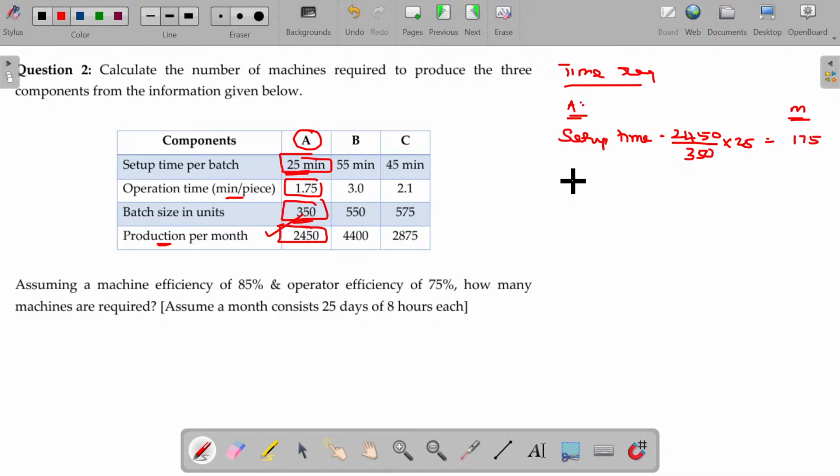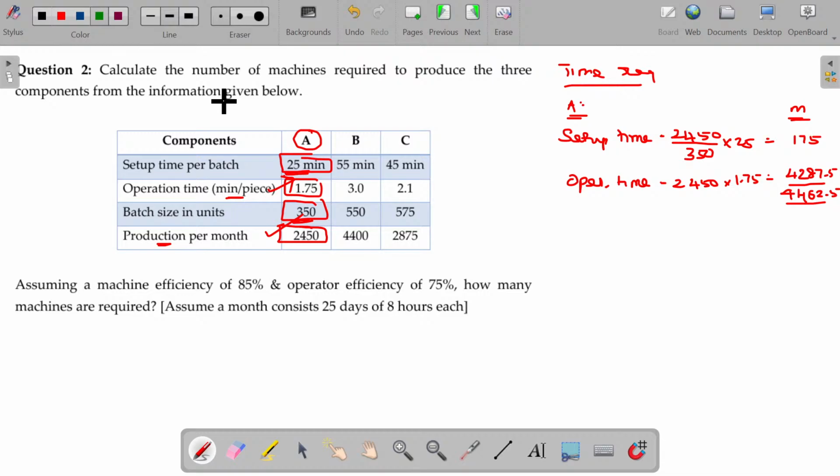Apart from that, what about the operation time? Units produced, 2450 units. For every unit, I need 1.75 minutes. Come on, tell me, what's the total minutes required? 4287.5. What's the total time required for A? 4462.5. Similarly, calculate for B and C.